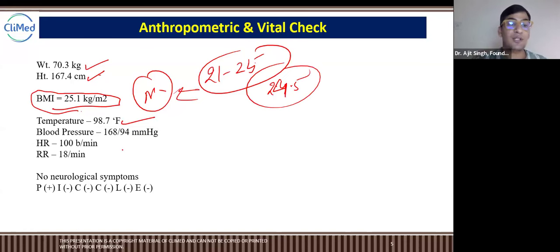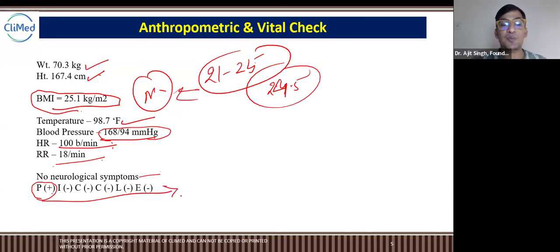His temperature was normal, but look at his blood pressure. His blood pressure was 168/94. Heart rate 100. Respiratory rate normal. No neurological symptoms were there. And PICKLE, P was present. What is P, guys? And what is this PICKLE? Can you tell me? Yes, to reduce the hypertension and promote blood vessel dilation. Okay, blood vessel dilation. Pallor.